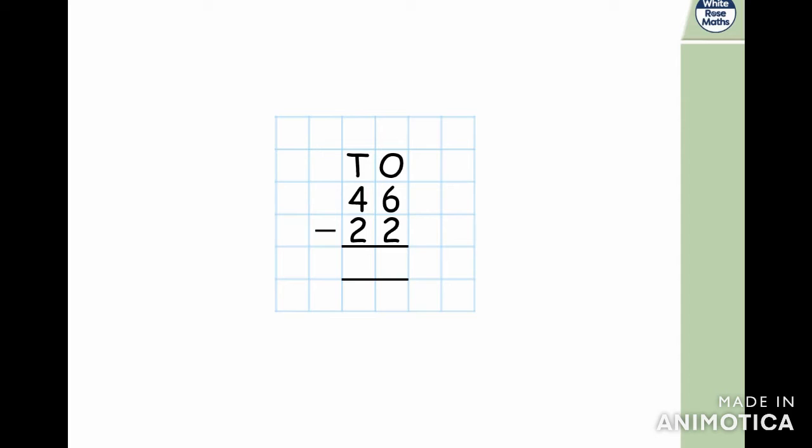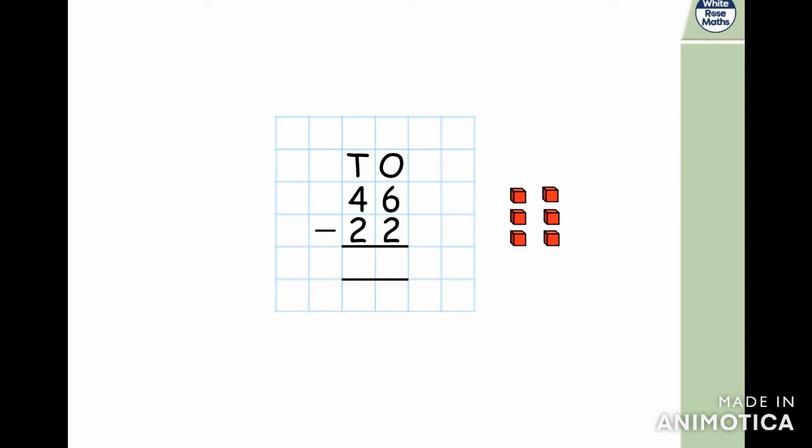Right, it's our turn to have a go at some column subtraction. 46 minus 22. What's the first thing I should do? Yes, get some equipment or draw some. Okay, 6 ones. Should I get 2 ones as well? As the first part of the calculation is going to be 6 ones subtract 2 ones.